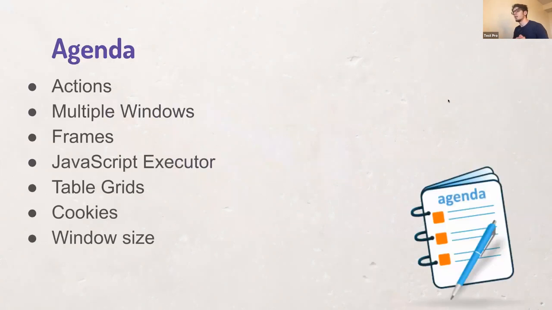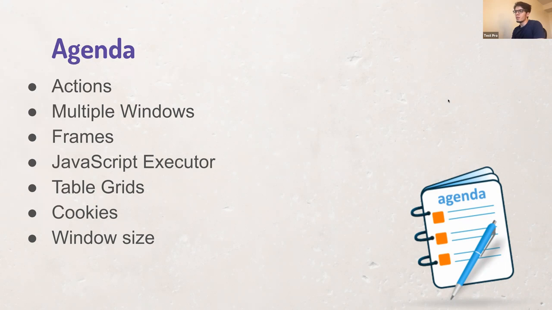So here is our agenda. We will talk more about the actions that you can do in Selenium. Also, I'm going to cover multiple windows and how we can handle it when we have different windows or different tabs open. And we're also going to talk about frames, particularly the iframe elements. First of all, I'm going to explain what frames are and how we can interact with them, because this one is a little bit tricky. We're going to cover it.